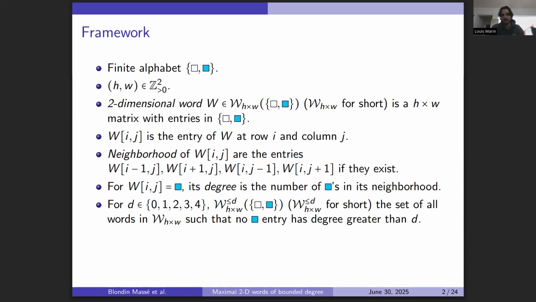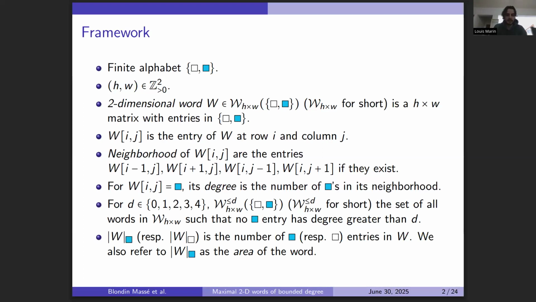Basically, the problem we want to look at is words such that no occupied cell in the word has degree greater than D, for a fixed D. Those are the objects we want to look at in this problem. We can also introduce this statistic, which is just the number of occupied cells in the word W, and this is the number of unoccupied cells in the word W.